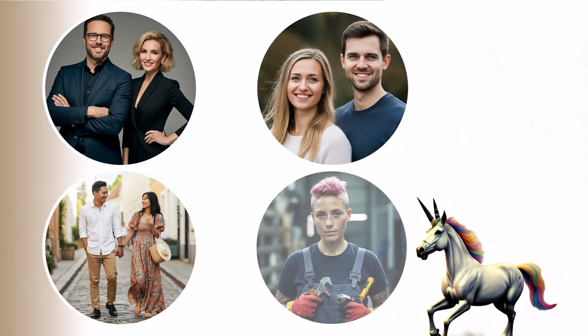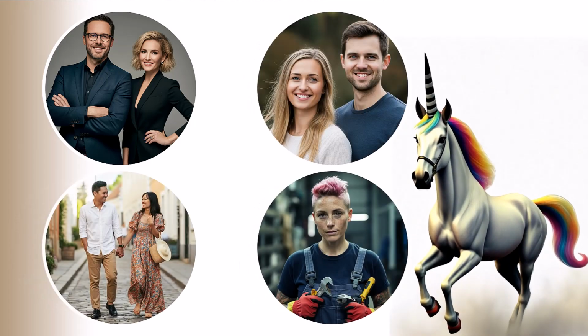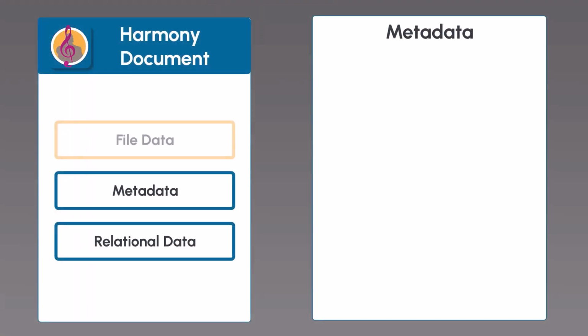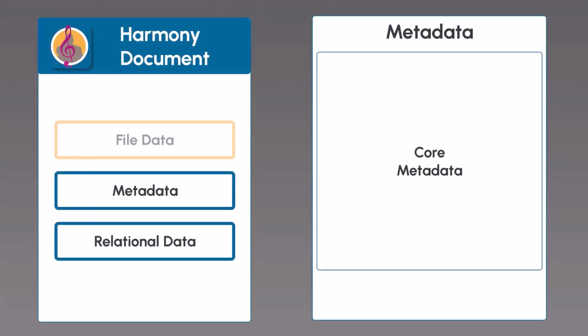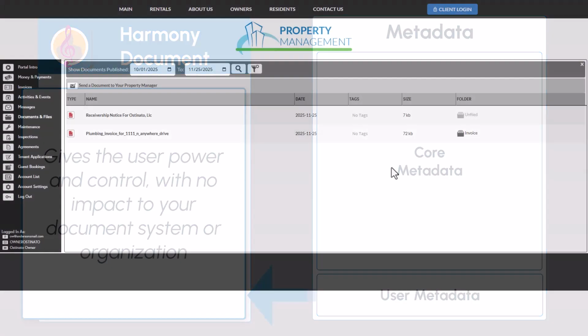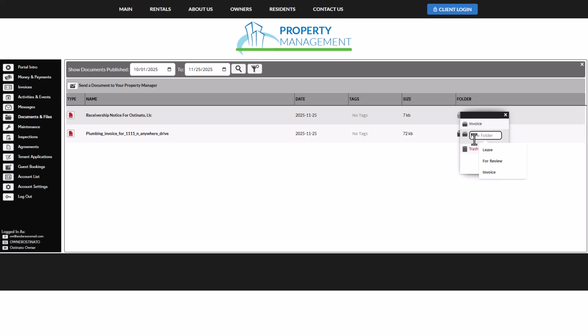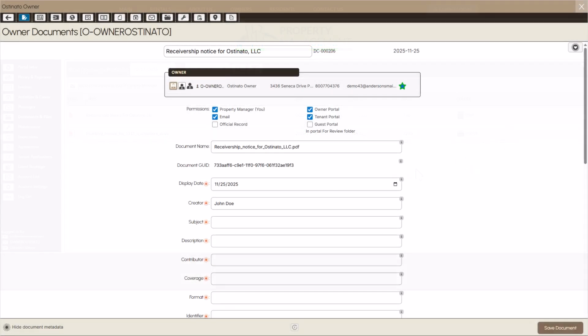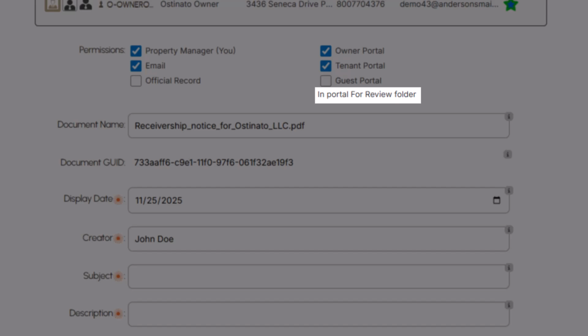For your clientele, like owners, tenants, guests, and vendors, Harmony provides a feature unlike any other system. When you add a document to their portal, which can be done by default or on a per-document basis, the person has control over organizing the document themselves, but it doesn't change how you view the document. For example, in their portal, an owner can move the document into their For Review folder or delete the document, but it stays exactly the same for you.